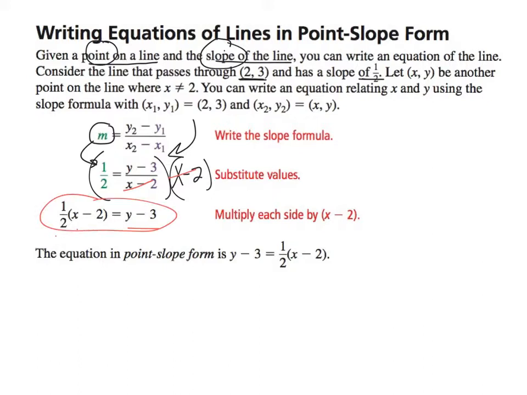This equation right here is in point-slope form. y minus 3 equals 1/2 multiplied by x minus 2. But that's why it works. You can take a point and a slope and take the formula for slope and then write your equation.